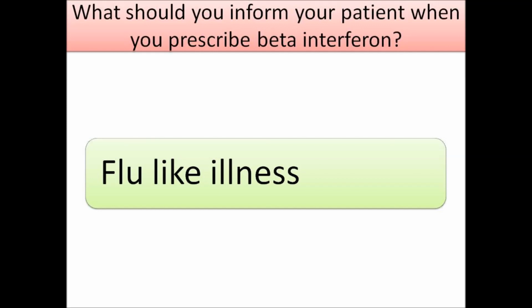What should you inform your patient when you prescribe beta interferon? You should inform him about a flu-like illness. This is the most common complication, also inflammation at the site of injection. These are the most common complications or side effects of beta interferon. Patient will have fatigue, fever, myalgia, headache. This is extremely common with beta interferon, so you should inform your patient about it. Next question.